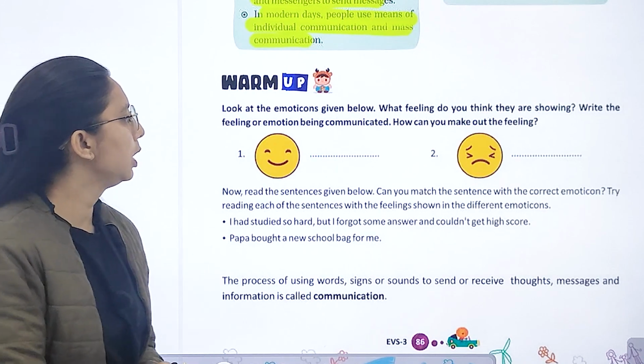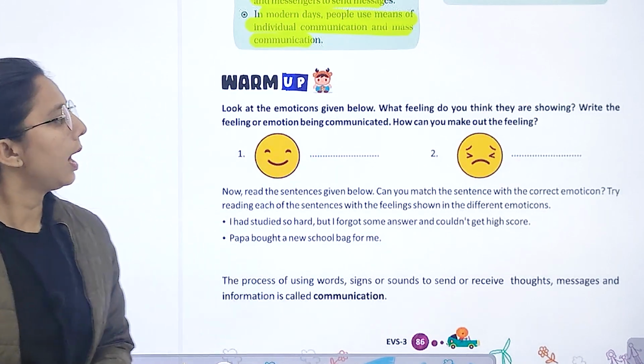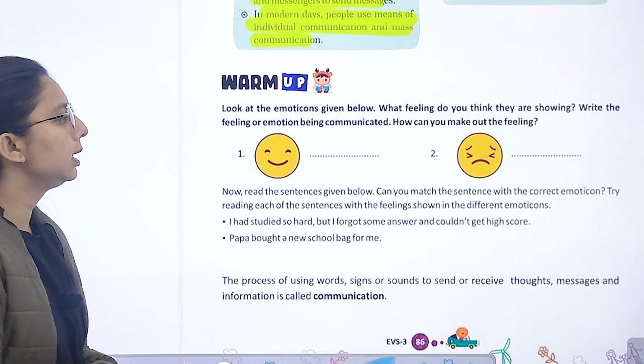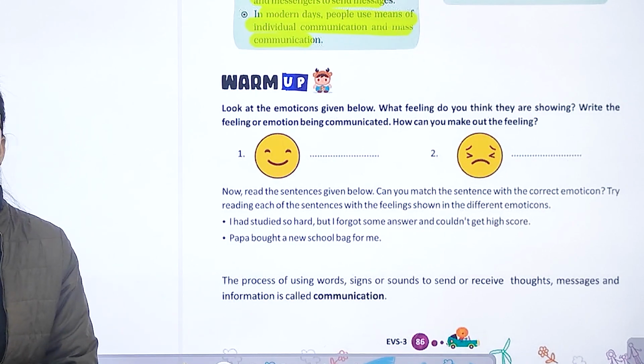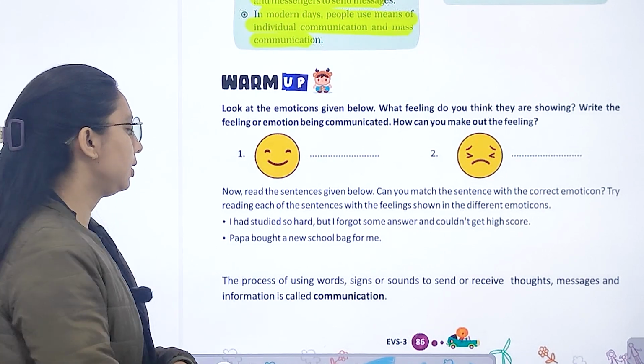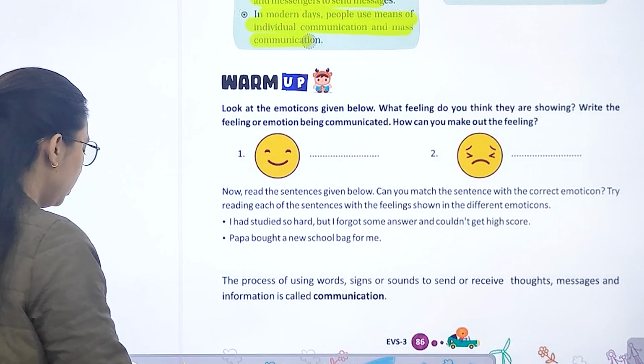Look at the emotions given below and think about what feeling they are showing. Write the feeling or emotion being communicated. How can you make out the feeling? आपको बताना है कि कौन सी feeling है. So let's start with the chapter now.